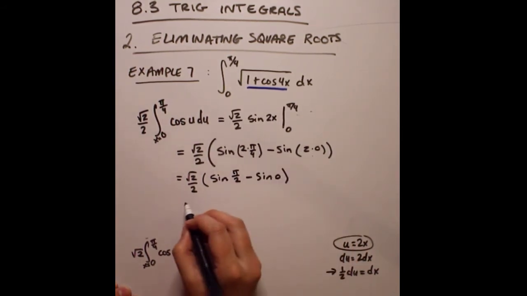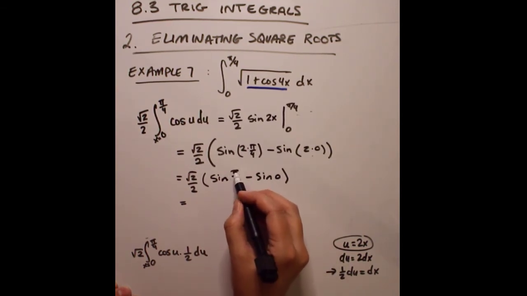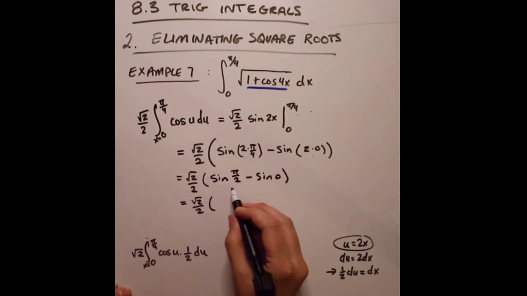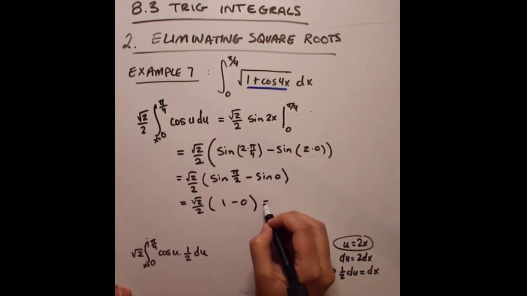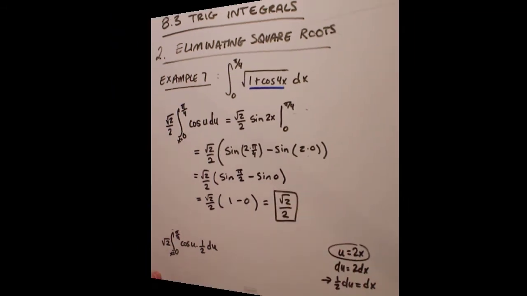Okay, and then from our knowledge of trig, using our trig unit circle, or however you recall this, this is going to be square root 2 over 2. Sine of pi over 2 is 1. Sine of 0 is 0. Final answer, square root 2 over 2.